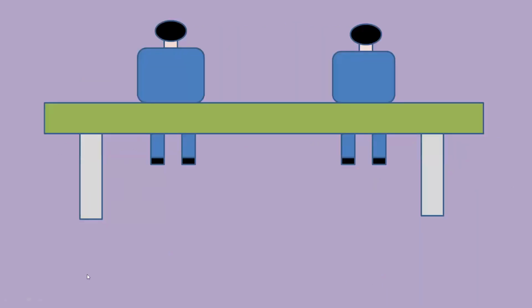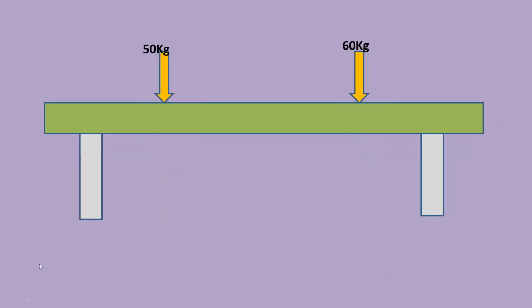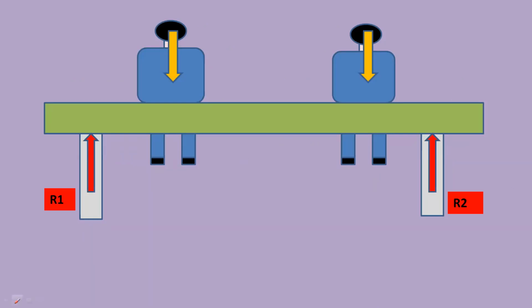So, another example here. Two students are sitting on one bench. Each student will have some weight. One is 50 kg and the second is 60 kg. This weight should be supported by this bench. So the bench will offer the reactions. These reactions will act at these two supports. The first is R1 and the second is R2.